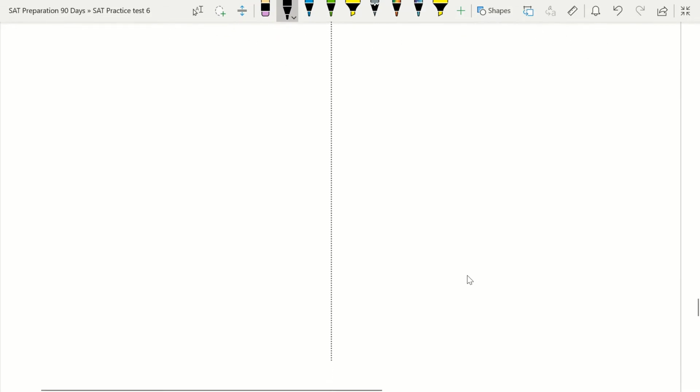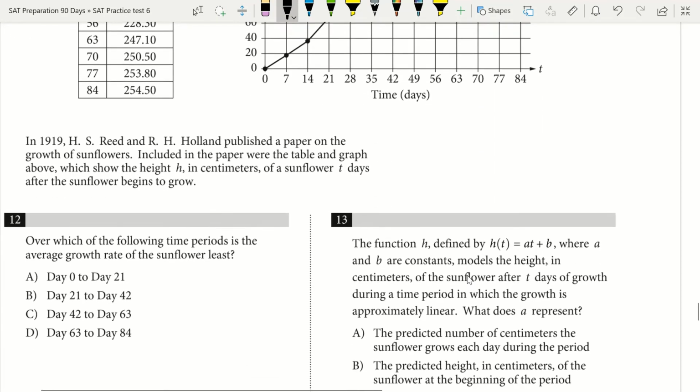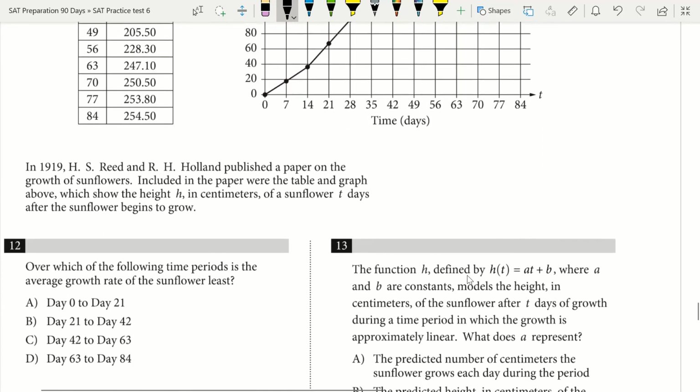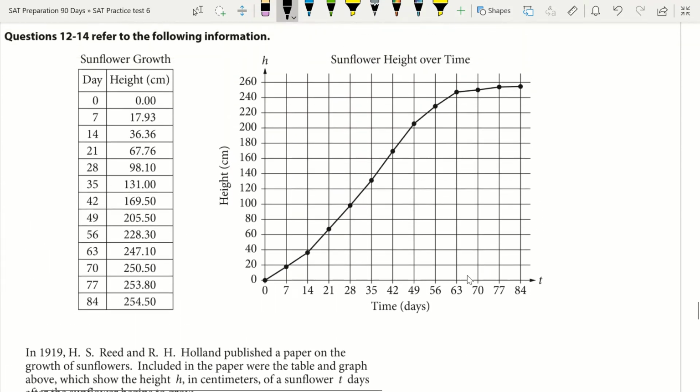All right, moving down, we got question 12. Okay, 12 through 14 are referring to the following. We've got a graph, sunflower growth. We have time and height. So we've got, over which of the following time periods is the average growth rate of the sunflower the least? Okay, well, I'll take a look.